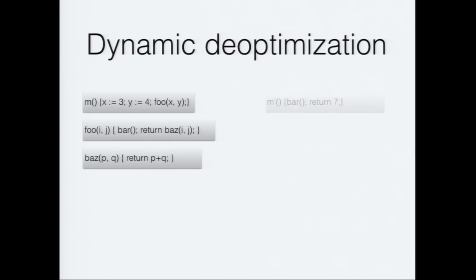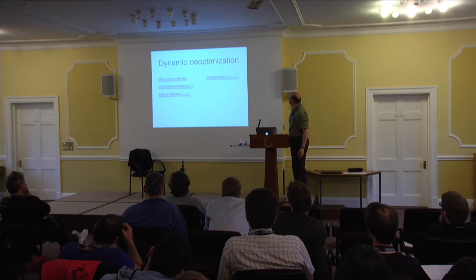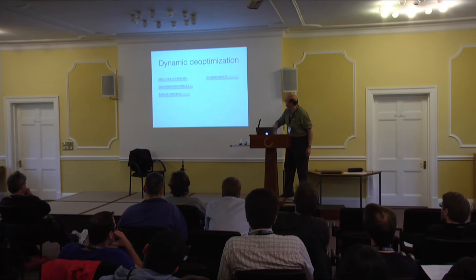So suppose then also that our compiler looks at this, has enough type information, says, oh, I can inline foo into M, and I can inline baz into foo, and do all of the optimizations, and I end up with this. So I have an out-of-line call to bar, because that's big and hairy and complex, and we don't want to inline it, and the rest of it's just abstracted down to return of 7.